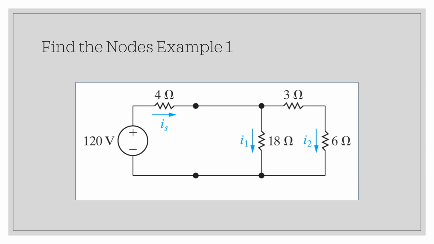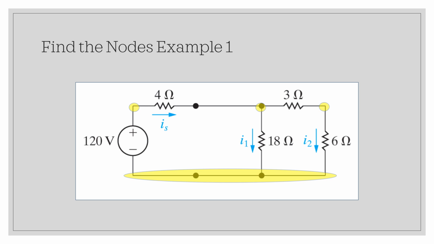All right, let's do some more examples of finding nodes. In this one, we have a node between the voltage source and the 4 ohm resistor. We have a node where the terminal from the 4 ohm resistor, a terminal from the 3 ohm resistor, and a terminal from the 18 ohm resistor all meet. We have a node where a terminal from the 3 ohm resistor and a terminal from the 6 ohm resistor meet. And we have a node where the 120 volt voltage source terminal, a terminal from the 18 ohm resistor, and a terminal from the 6 ohm resistor all meet.